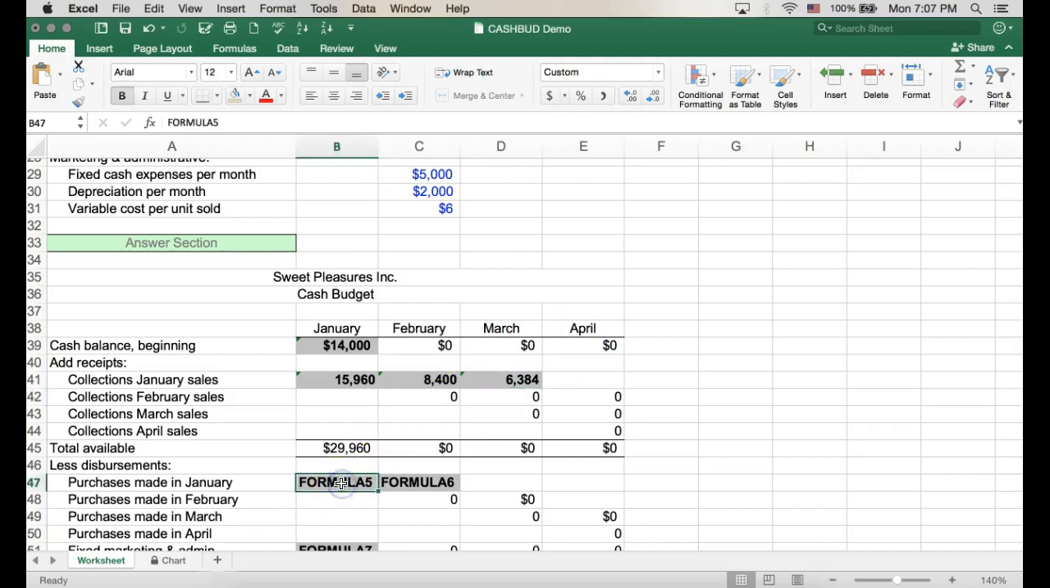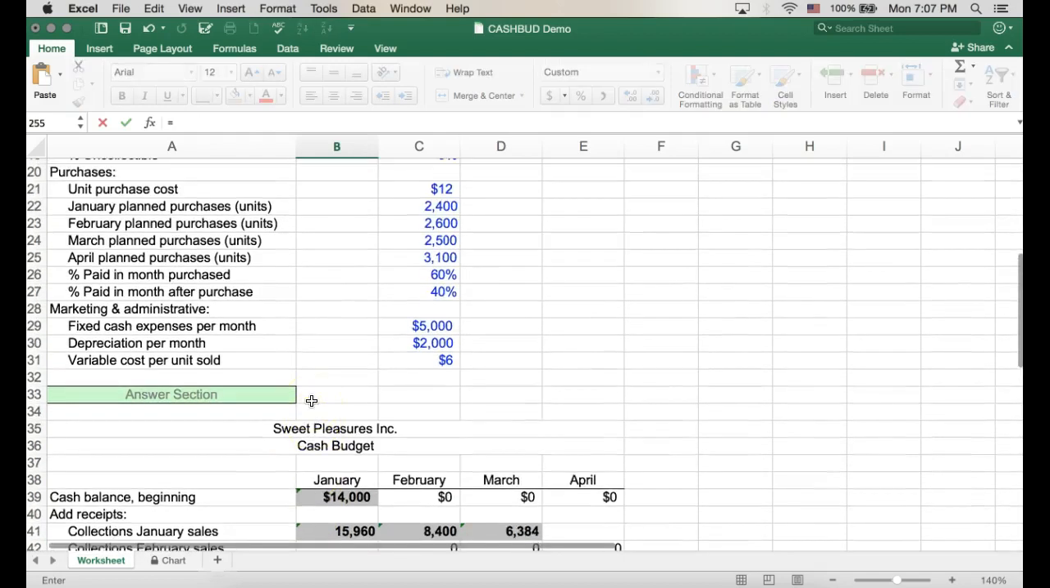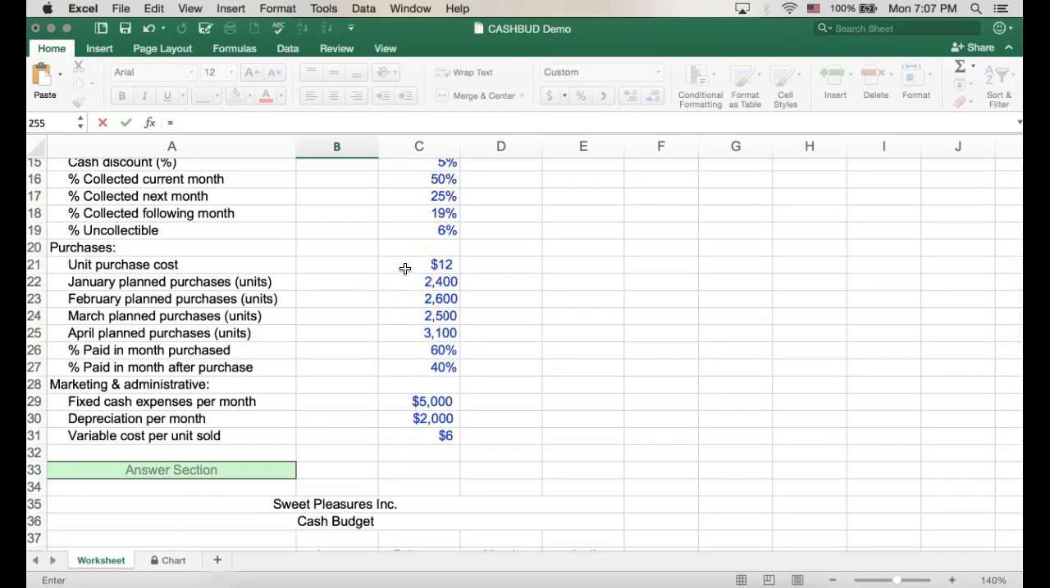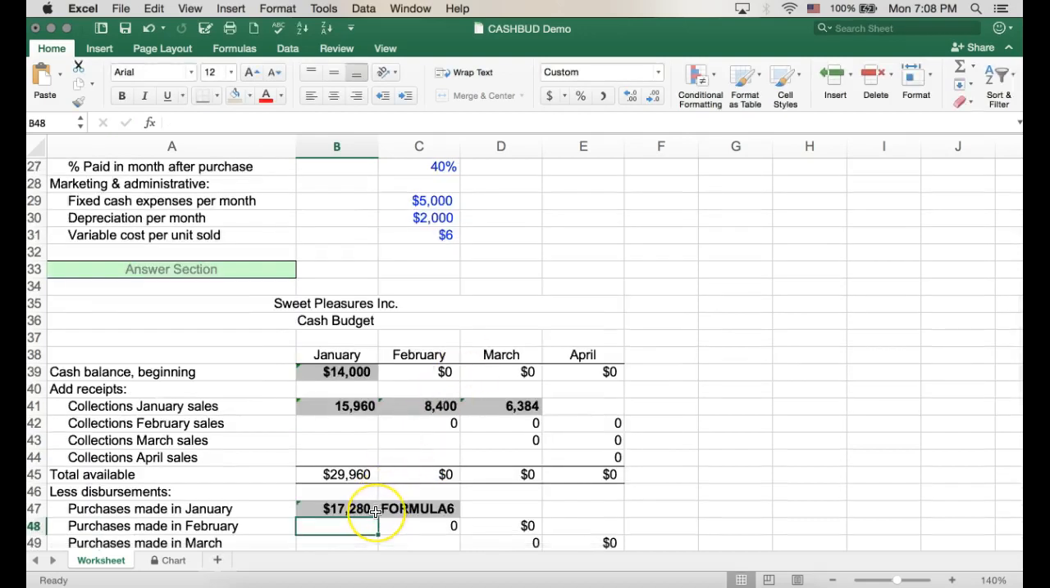So the purchases, we start an equal sign, and then we come up here to look up. So again, they give us unit costs and the budgetary purchases unit. So we go 12, which is C21, times this cell, and then the percentage paid in the month that's purchased, which is in C26, and that should be the correct amount. And then the disbursement for purchases for the next month is similar.